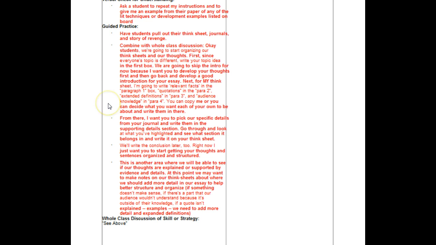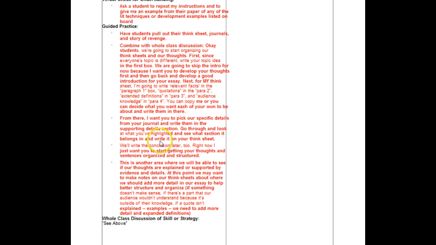It makes it sound to me like you will be writing one paragraph that has nothing but quotations in it, one paragraph that has nothing but relevant facts, one paragraph that has nothing but extended definition, and one paragraph that has nothing but audience knowledge. Whereas in reality, all of that should come together and make one paragraph, right? In your paragraph, you may write a paragraph that relies on audience knowledge, or lack thereof, provides an extended definition, writes a relevant fact, and backs that fact up with quotations. So this really confused me there, okay?